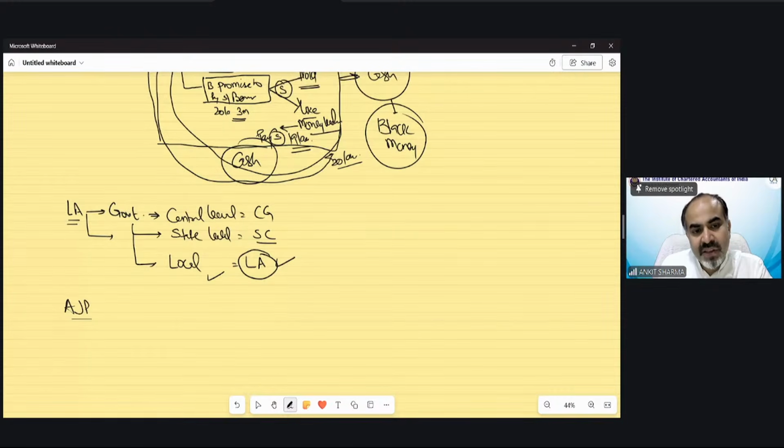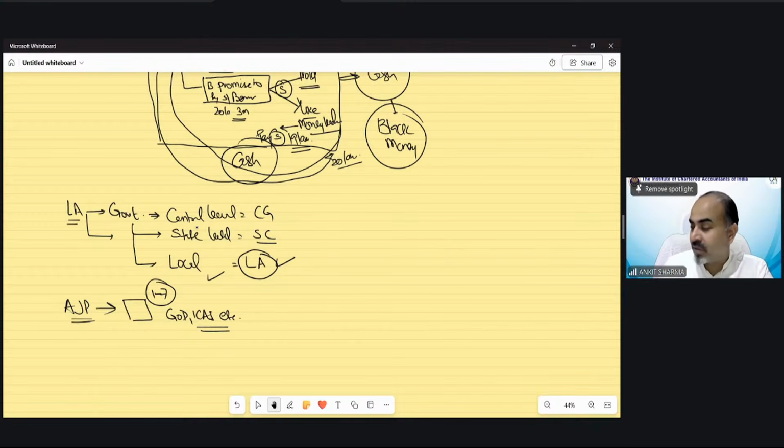Artificial judicial person definition is just like that. Any person who does not fall in the above categories from 1 to 7, individual, HUF, AOP, BOI, partnership firm, company, local authorities, that is going to be treated as an artificial judicial person. It includes God, even our institute, ICAI, etc. That is also part of artificial judicial person.